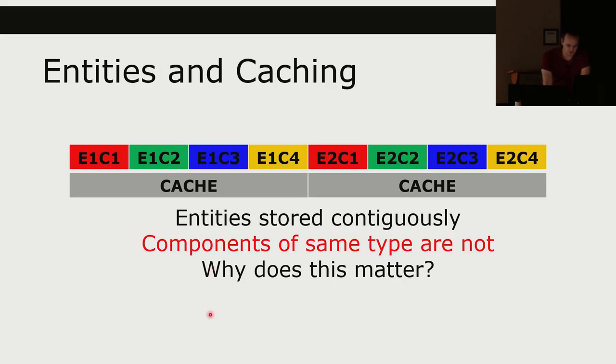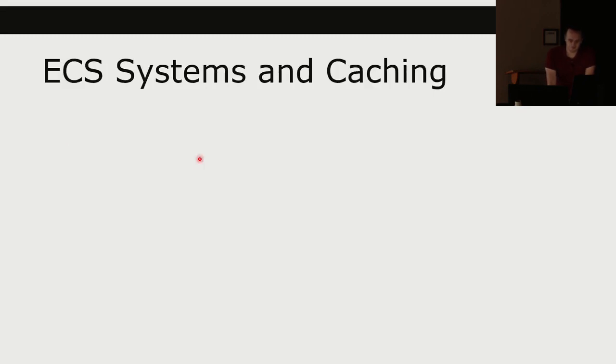But here's the caveat. Entities are stored contiguously, but components of the same type are not. Why does this matter? Here's what our cache looks like: entity 1, component 1, entity 1, component 2, entity 1, component 3, entity 1, component 4. So we've got a full entity in the cache, maybe even 2 full entities if our entities are super small. Sounds great, but is it what we want?